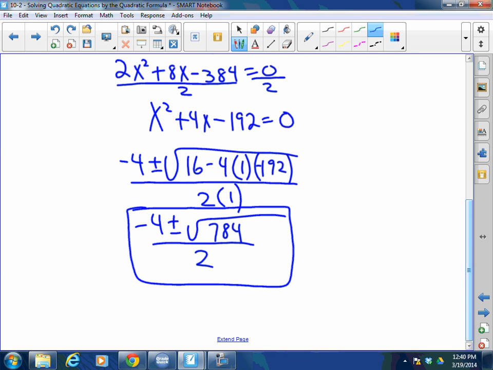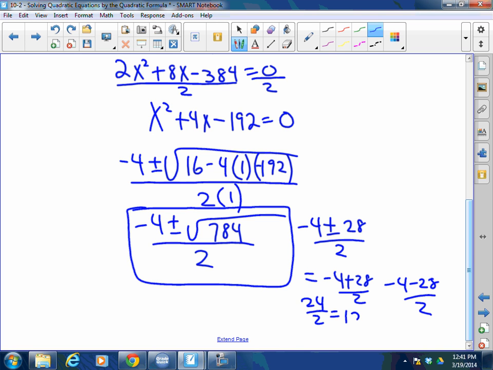Huh? 28? So I got negative 4 plus or minus 28 over 2. Please listen. So I got negative 4 plus 28 over 2, and I got negative 4 minus 28 over 2. So that's 24 over 2, which is 12. And this is negative 32 over 2, which is negative 16. You cannot have the side be negative. So my answer is 12 feet.